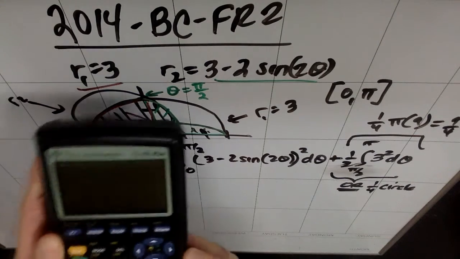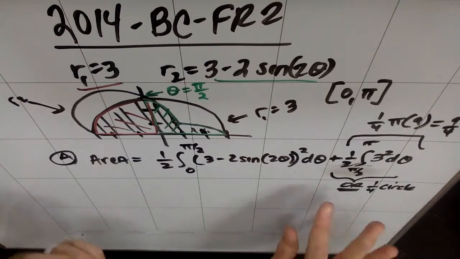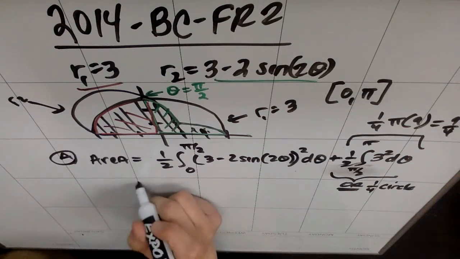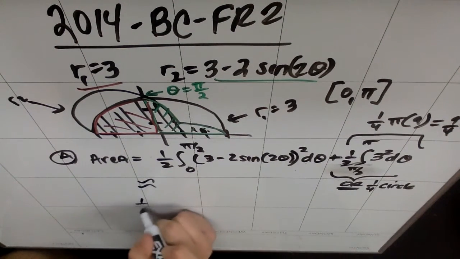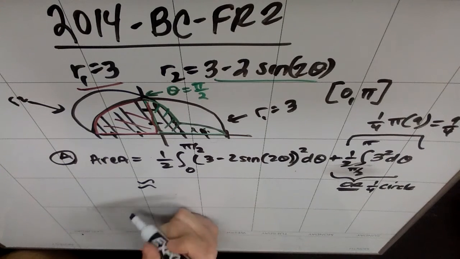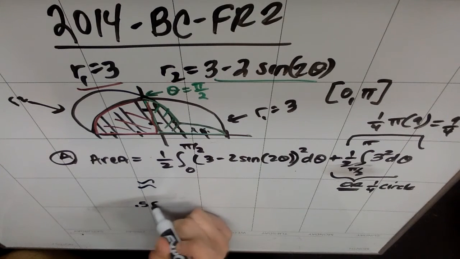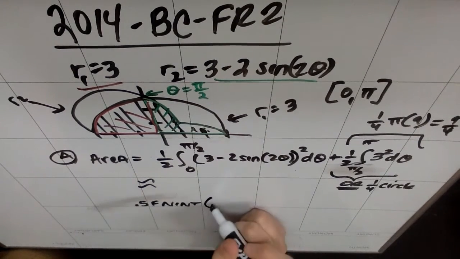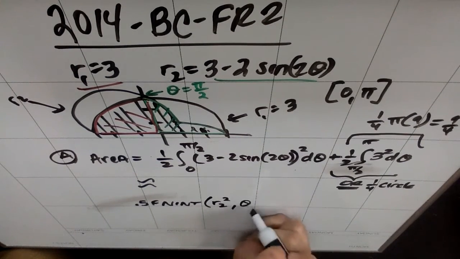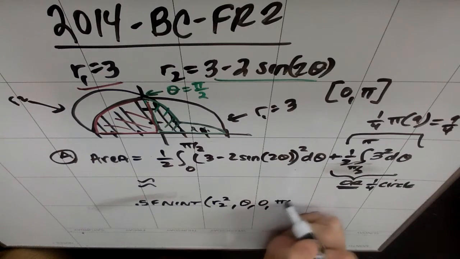So the way I'm going to type this in my calculator, it's important that we know how to write this, but then the AP just wants your approximate answer. That said, you have to know how to type this in your calculator. So I'm not even going to use a half, I'm going to use a 0.5 because it's easier. So I'm going to do 0.5 function integrate the thing that I called r2, so r2 quantity squared, with respect to theta, from 0 to pi over 2.